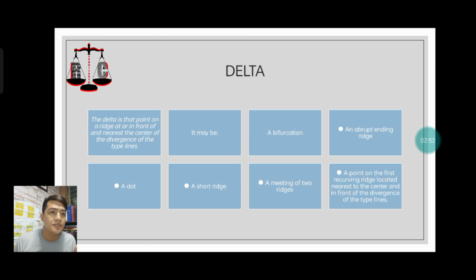A meeting of two ridges. So kung pananglitan na intersection diha nga nahitabo sa duha ka ridge nga nag-abot at tubangan sa imong type lines or at the approximate center baron or nearest to the center of your type lines, pwede nimo gamiton as your delta. Then a point on the first recurving ridge located nearest to the center and in front of the divergence of the type lines.